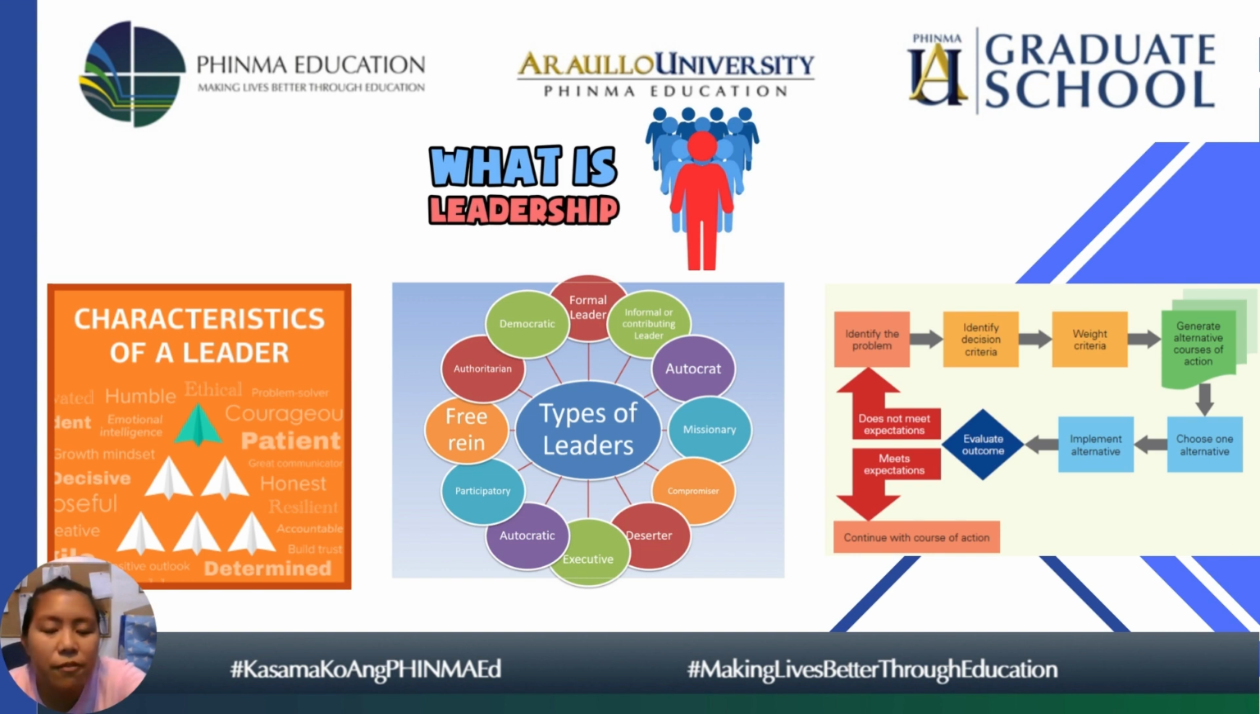Okay? So, first one is a formal leader. So, when we say formal leader, he is one who officially occupies a position of leadership as president, vice president, or king. Kumbaga, elected siya. Official leader siya. Okay? Yan. Next naman is informal or contributing leader. This one has no official position but he provides or contributes bright ideas for the group. Parang sila yung mga advisors, kumbaga.